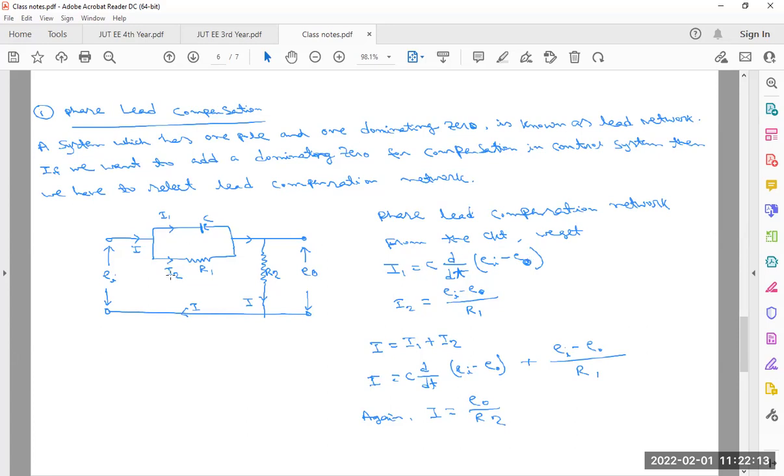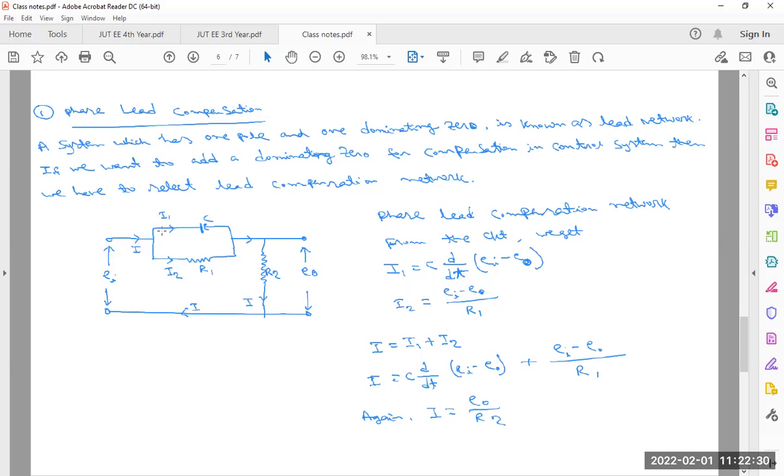Then this is the I2. This I2 corresponds to R1. So this is I2, which equals (Ei minus E0) by R1. So basically we have to calculate it separately. First one is I1. Second one is I2.